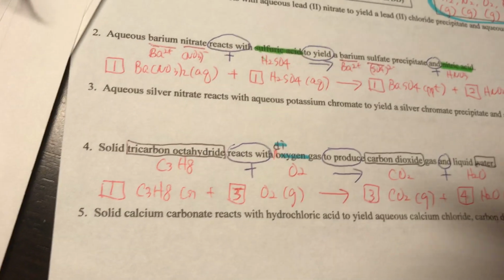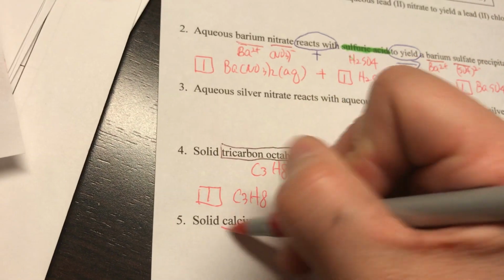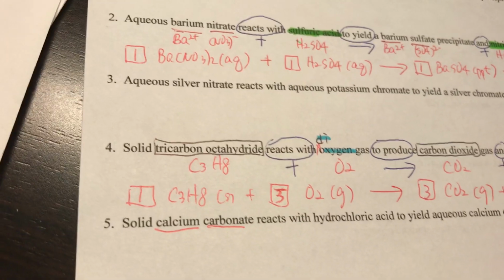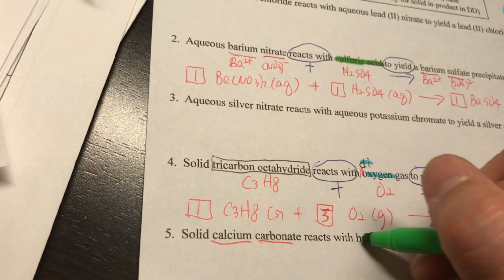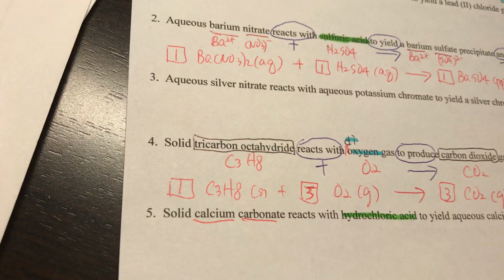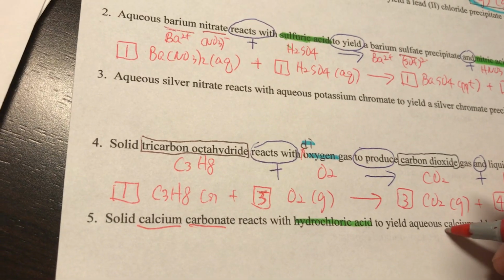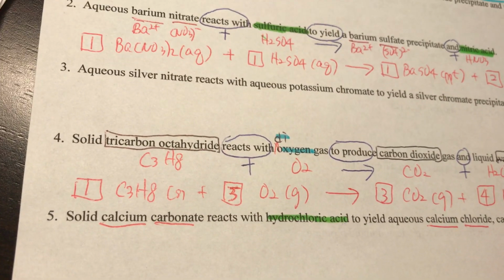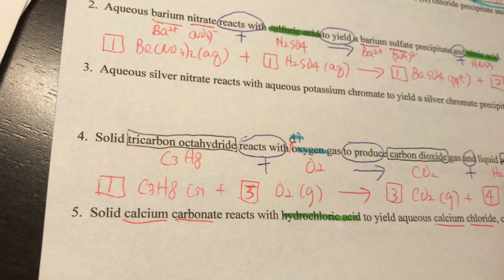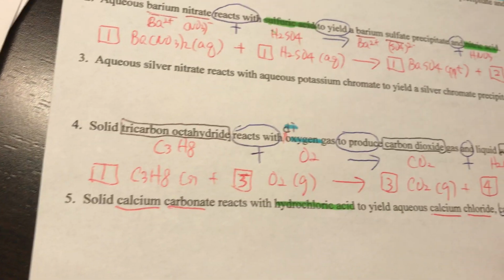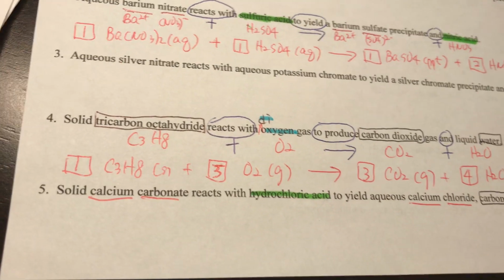So number 5, calcium carbonate. It is ionic because I have a metal. Okay, hydrochloric acid is one of the acids, so I'm going to highlight that. I can find the formula from there. Calcium chloride is ionic. Carbon dioxide is covalent, so no crossover. And then water. Okay.